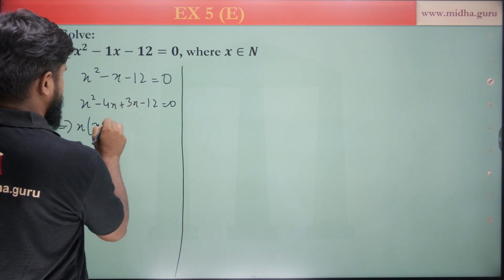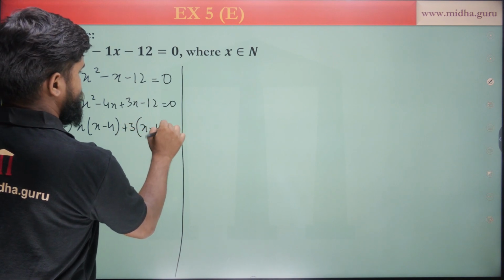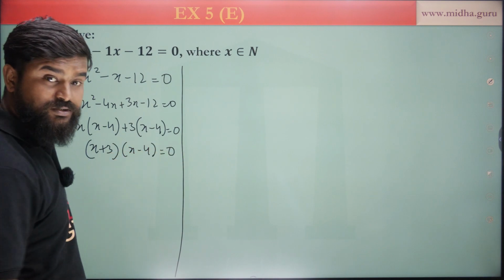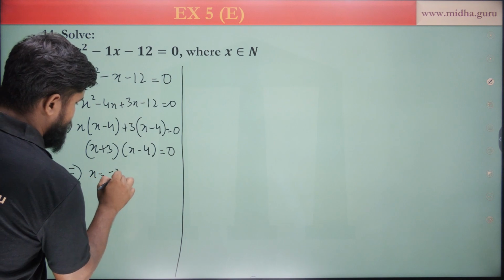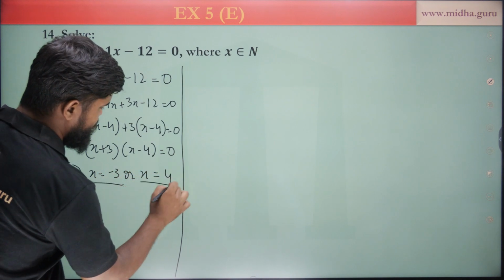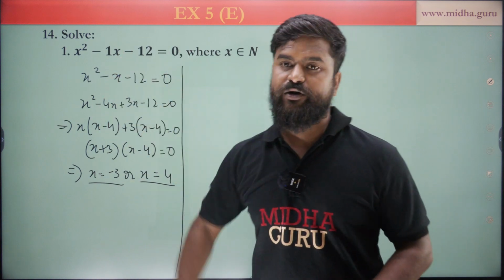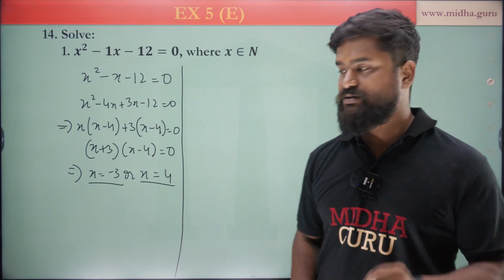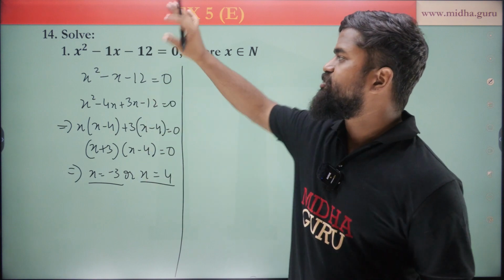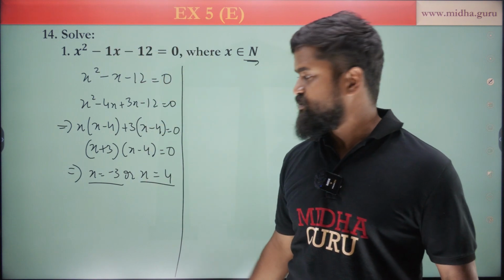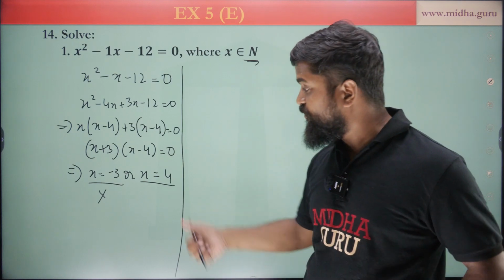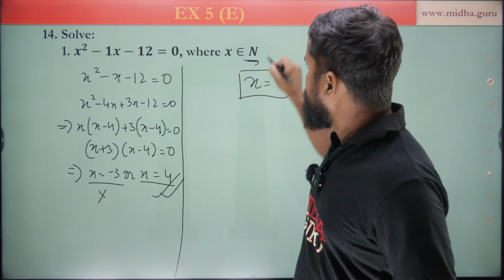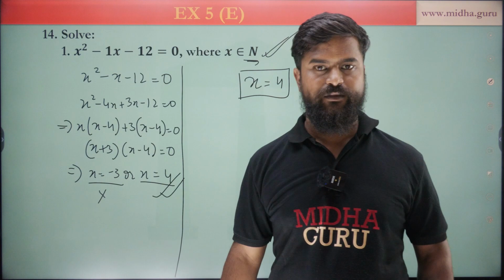So I'll take x as common here, x minus 4, plus 3 as common here, again x minus 4. So x plus 3 into x minus 4 is equal to 0. So either x is equal to minus 3 or x is equal to 4. And these are both solutions for the given quadratic equation. However, our solution is supposed to be from the set of natural numbers. Now we know that minus 3, although it's a solution for this equation, it's not a part of natural numbers. So this root will not be qualifying for our answer. However, 4 is a natural number. So we will say that x is equal to 4 based off of this condition here. So did you understand?